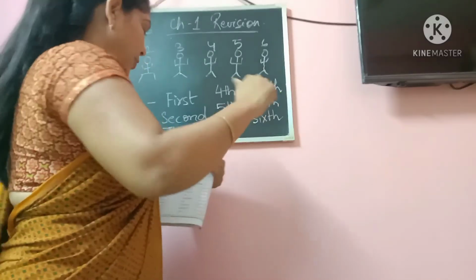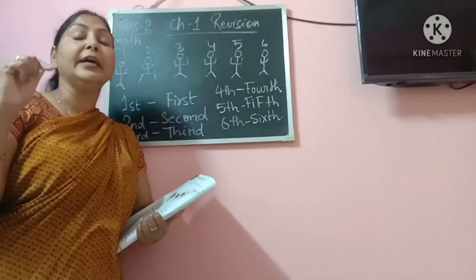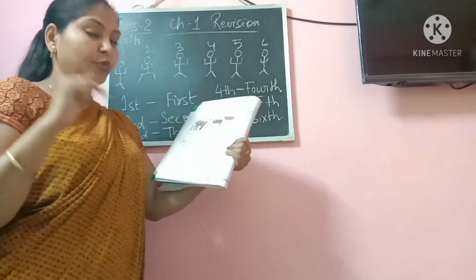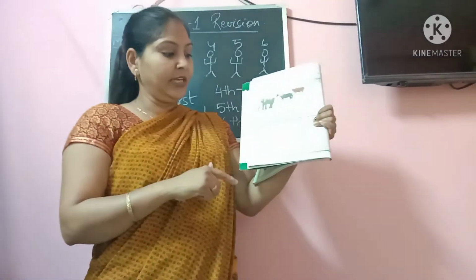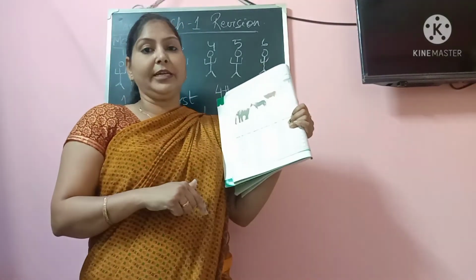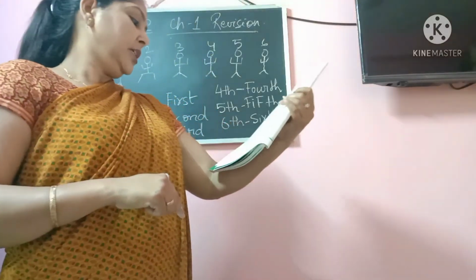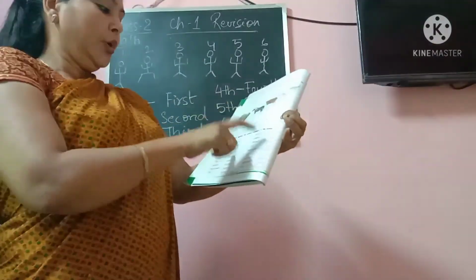In this way you can learn the ordinal numbers till 100, but you don't have to learn till 100 because in your book it is given till 20th only. Okay, so you will be doing this.